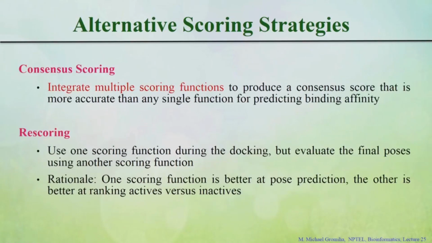Then the next one is the consensus. Now, we have different scoring functions, and some perform well in some aspects. So, they try to integrate multiple scoring functions to get a consensus score, either using all the scoring functions or using the data from different scoring functions with different weightage. This can be better than any single scoring function for predicting binding affinity. So, there are various scoring functions we discussed. What are the various scoring functions?